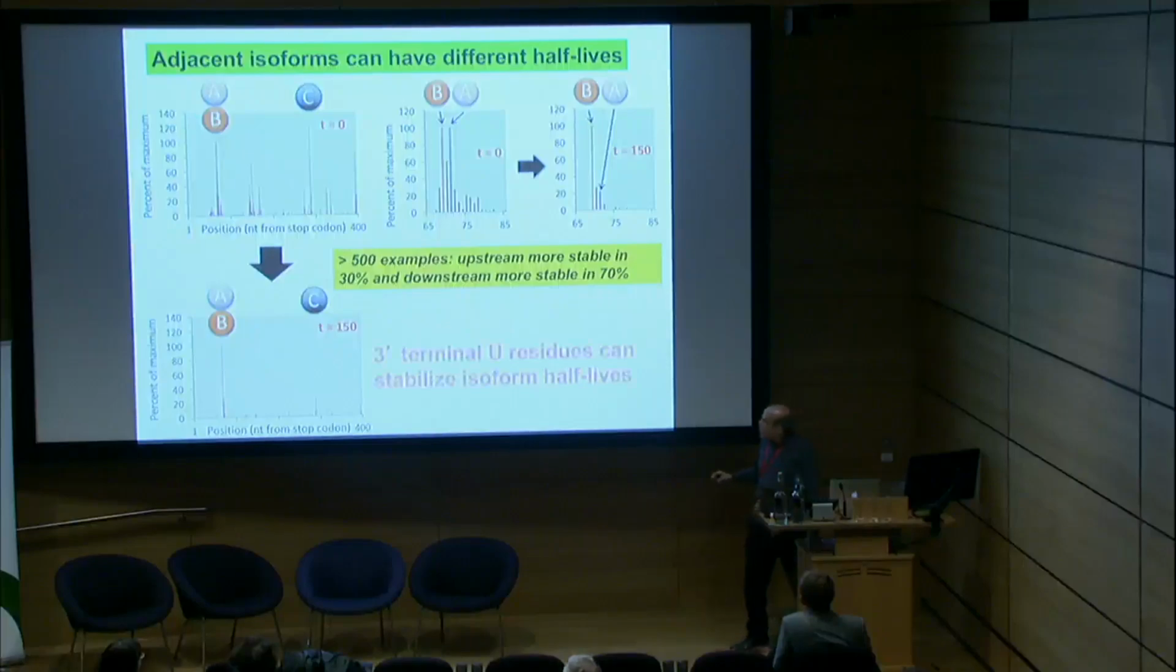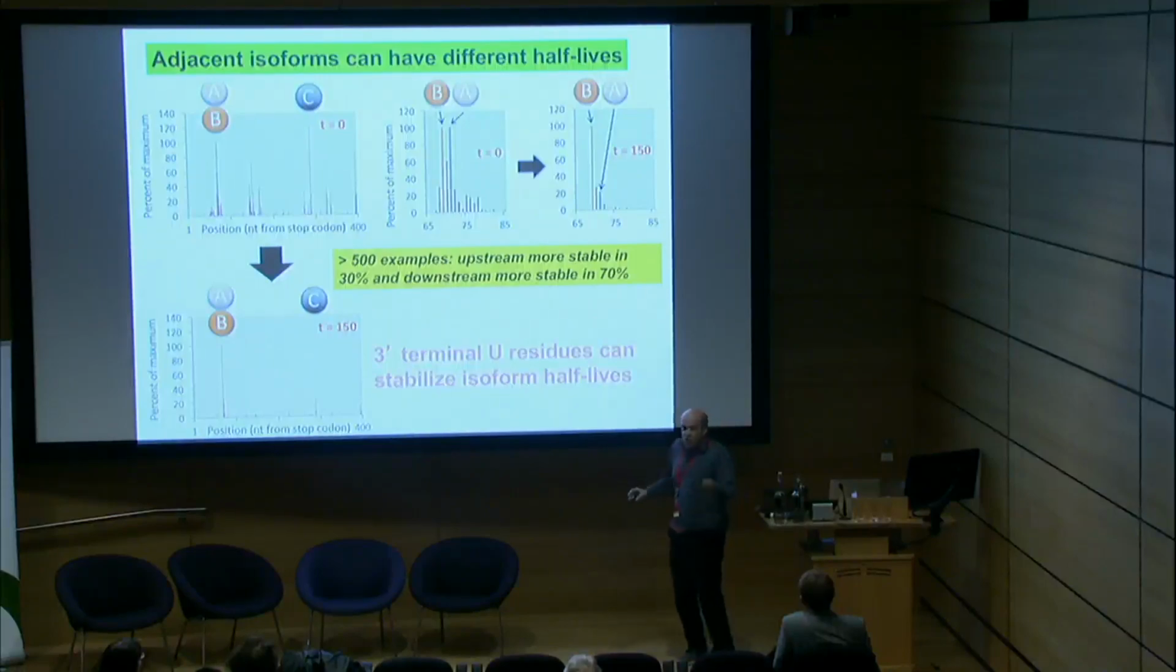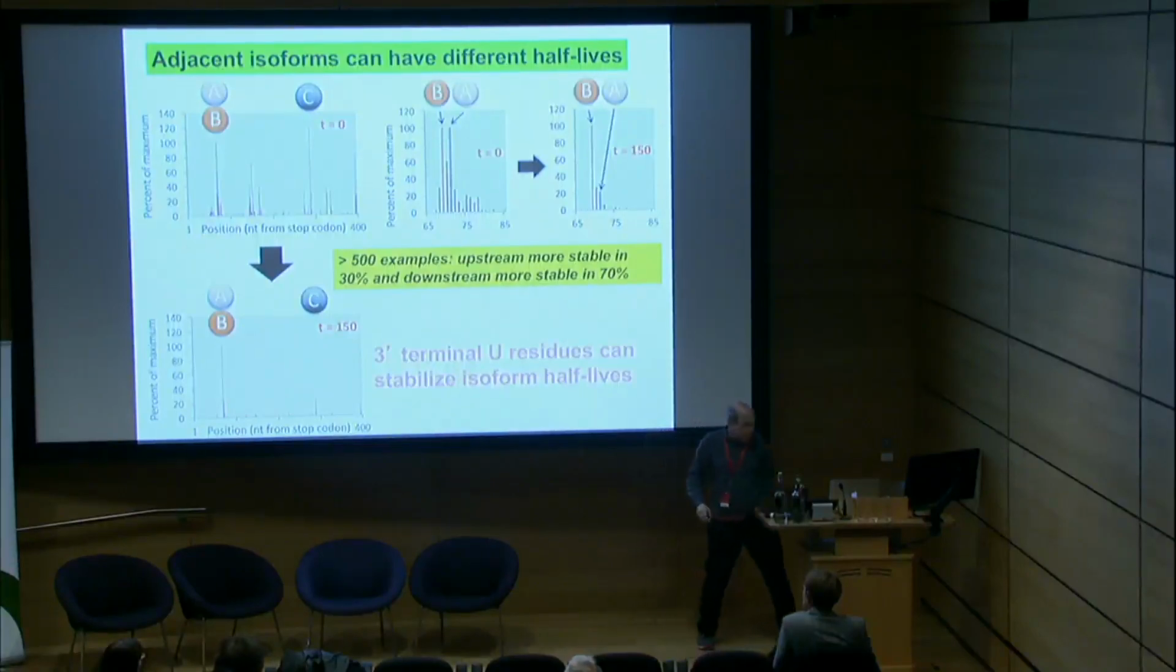Something I'll get into is the relevance of 3' terminal U residues, the extra residues at the end. If they're 3' terminal U residues, that can help stabilize isoform half-lives. That is, in the cases where they're more stable, that is an important component.